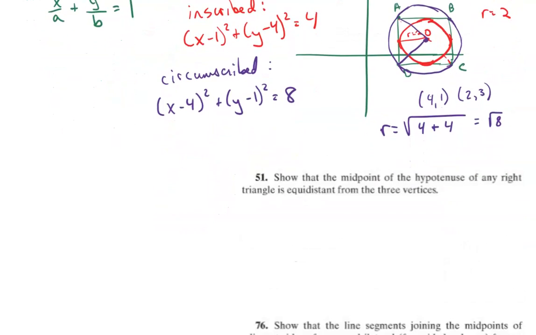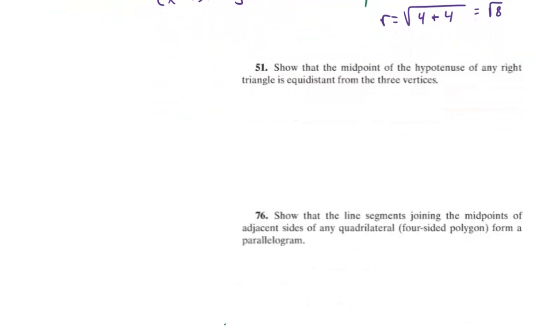Okay. Next one: show that the midpoint of the hypotenuse of any right triangle is equidistant from the 3 vertices. Equidistant means the same distance. We are dealing with a right triangle, so we're going to use coordinate geometry again, and we're going to put a right triangle on the graph in a way that makes it convenient to find measurements like distance, slope, etc. So since it's a right triangle, I'm going to put the right angle at the origin, and then the two legs of the triangle will be on the x and y axis.